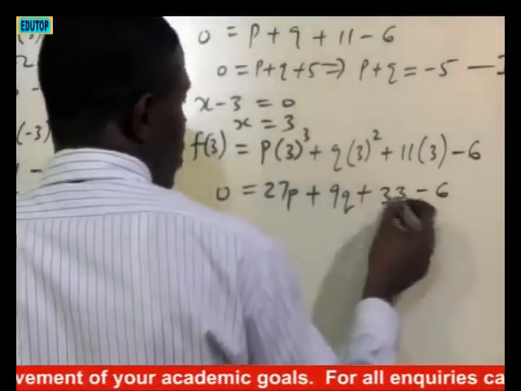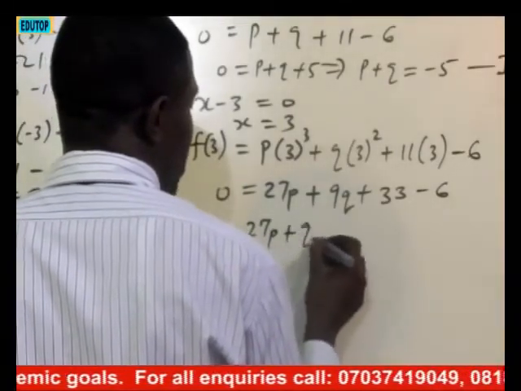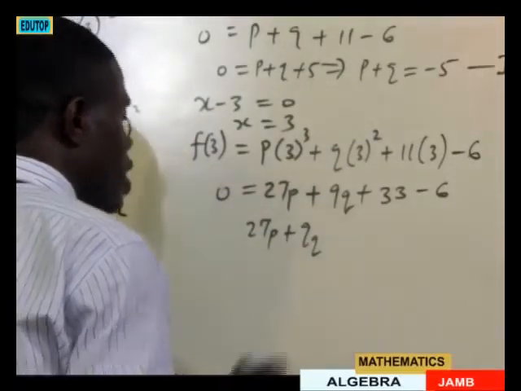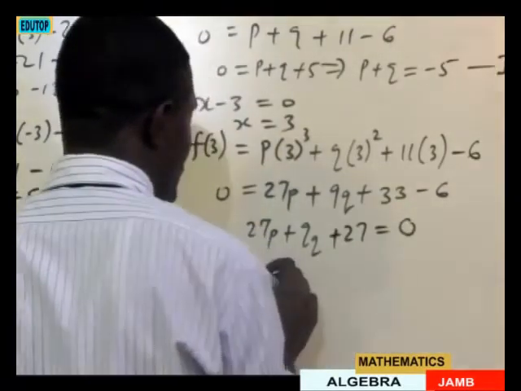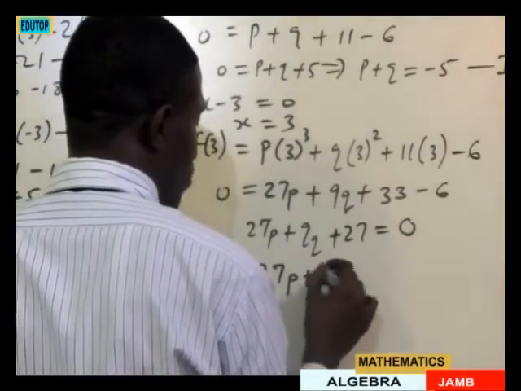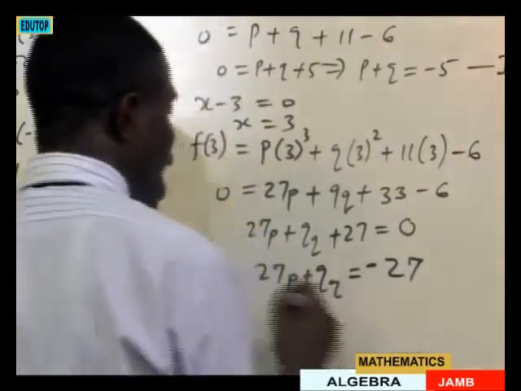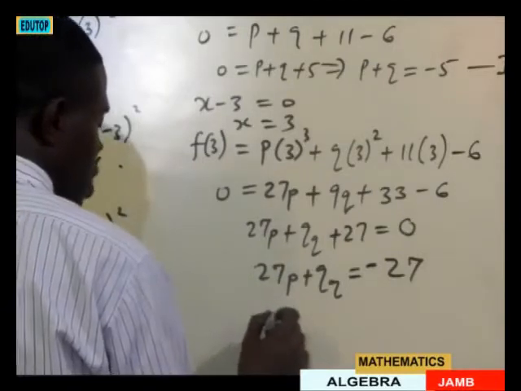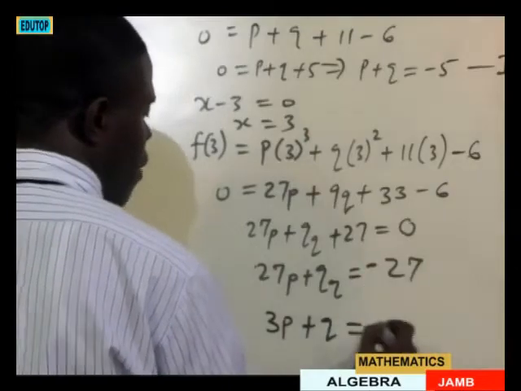So I will have 27p plus 9q. 33 minus 6 will definitely give me plus 27 equals to 0. Then I'll have 27p plus 9q equals to minus 27. 9 can divide through. Divide this one by 9, I will have 3p. Divide this one by 9, I will have my q. Divide this one by 9, I will have my minus 3.